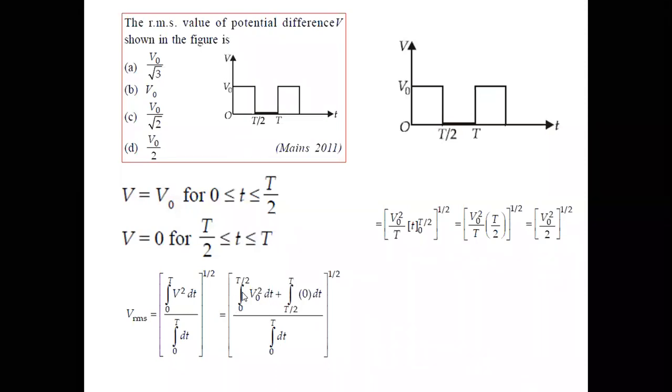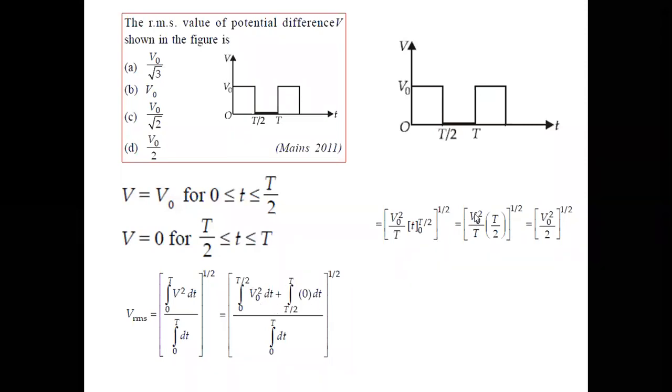So only this integration gives me V0 square, and dt gives you T, again V0. So it is V0 by T. The integration in the denominator gives me T. This is a constant value, I'll take it out of the integration, V0 by T. And the lower limit, upper limit, you can have T by 2, this T by 2, again square.